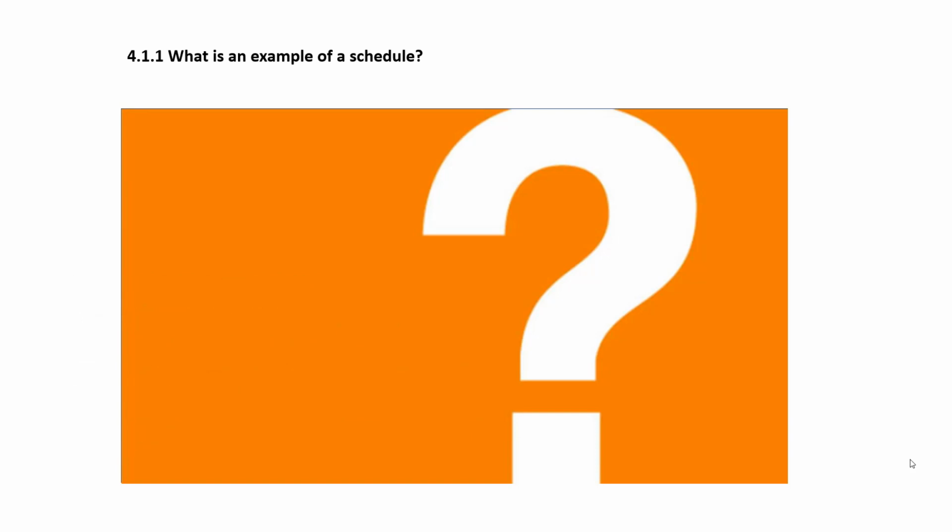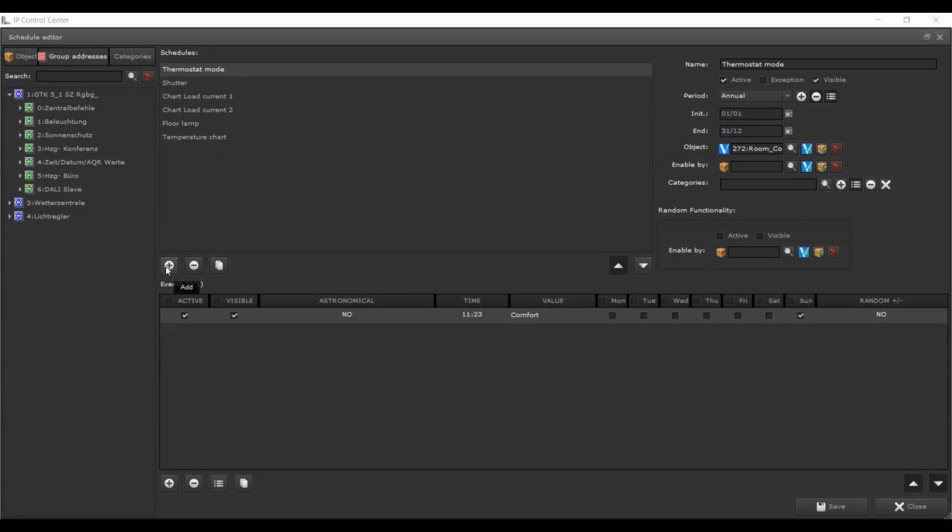4.1.1. What is an example of a schedule? You can add or delete schedules with the plus or minus buttons. With the copy button, existing time orders can be copied, and with the two arrow keys you can scroll up or down. Note: it is useful to assign the object or group address first, because then the object name or group address, in case a group address is used, will be both entered automatically.